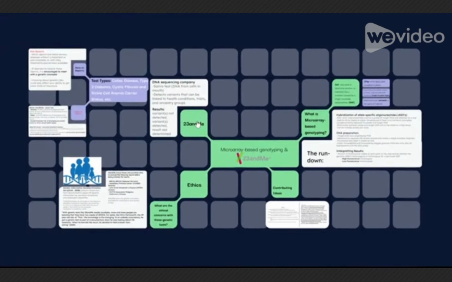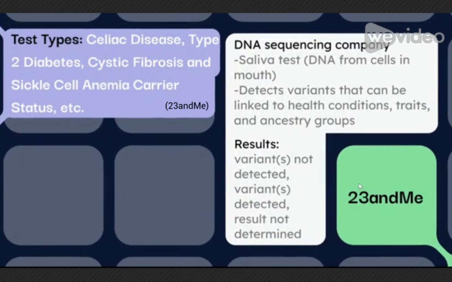This technology is the same used by the company 23andMe, which is most commonly known for its ancestry DNA tests. Kits are purchased online and purchasers send back their saliva. The company offers a variety of tests such as ancestry analysis and variant detection for health conditions or traits. The health condition tests can detect diseases such as celiac disease, a predisposition to type 2 diabetes, and also the carrier status for autosomal recessive diseases like sickle cell anemia and cystic fibrosis. Test results take up to 3 to 4 weeks to receive via email, and test results include variants not detected, variants detected, and results not determined.